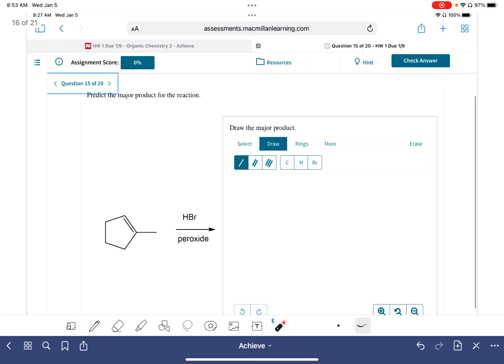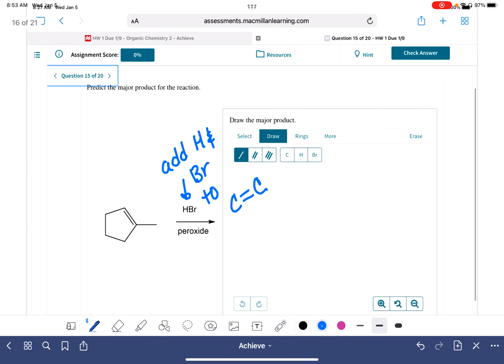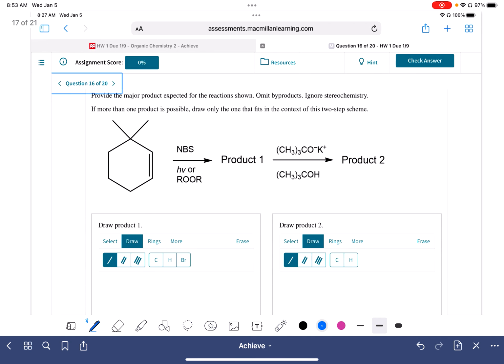And then over here, next, question number 15, we have an anti-Markovnikov addition of HBr. So this is actually just kind of a throwback to the alkene addition reactions that we did last quarter. HBr in the presence of peroxide. This means that you are adding an H and also a Br to the carbon-carbon double bond. Anti-Markovnikov, no rearrangement. Draw the major product for that reaction.